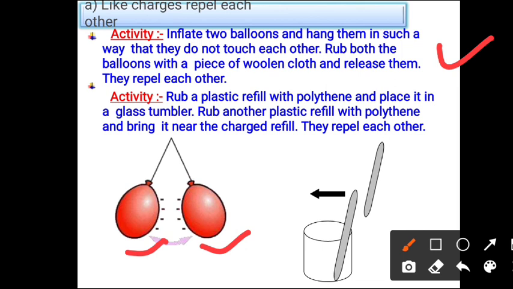What is the reason behind that? Because both the balloons are rubbed with a piece of woolen cloth, right? So that's why they acquire the same kind of charge and they repel each other.